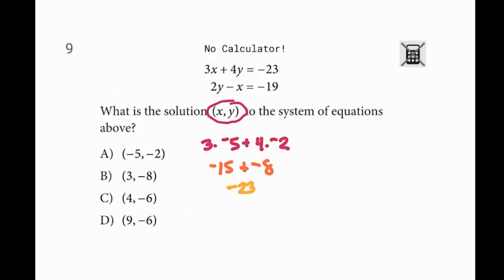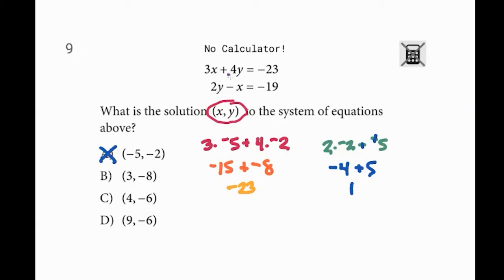Now we're going to do the exact same thing with the second one. It's going to be 2 times negative 2 minus negative 5. We have negative 4 here, and then a plus 5, which makes a 1. So it's not going to be A, because it works for the first one but not the second one.